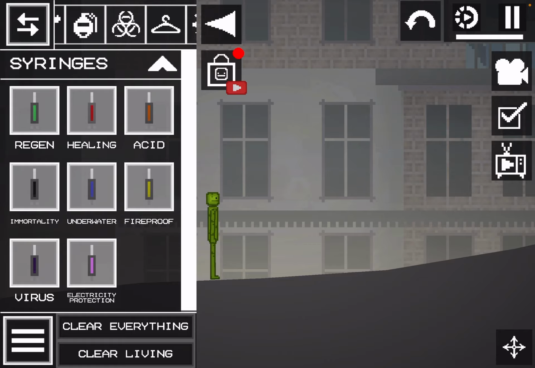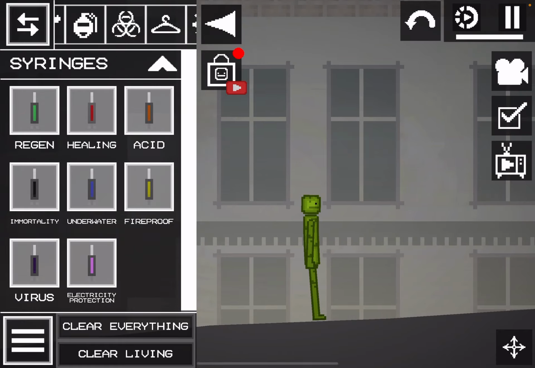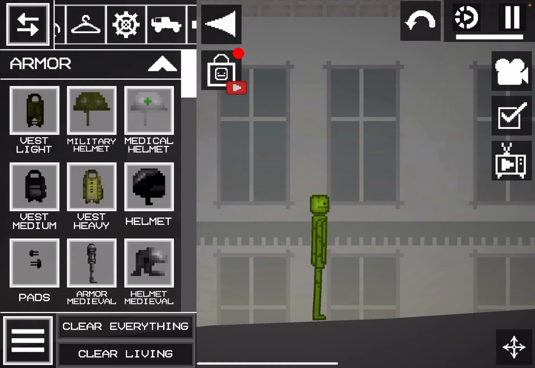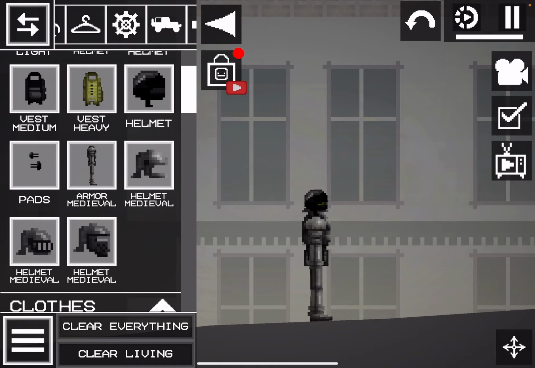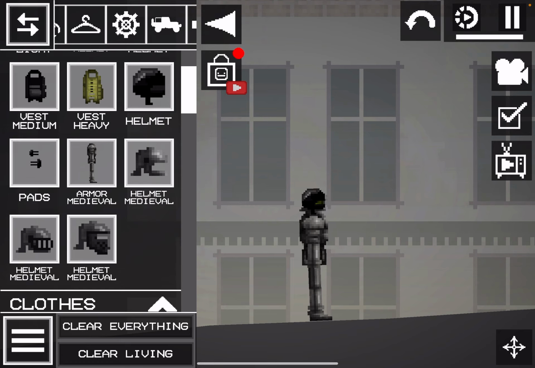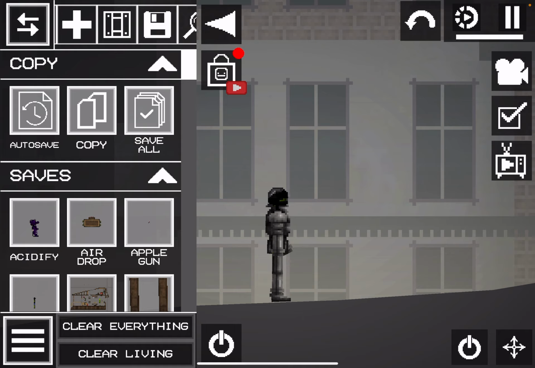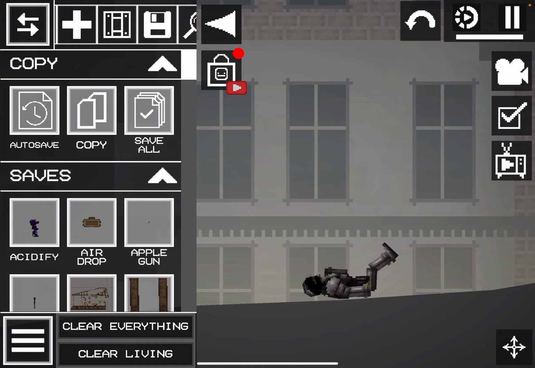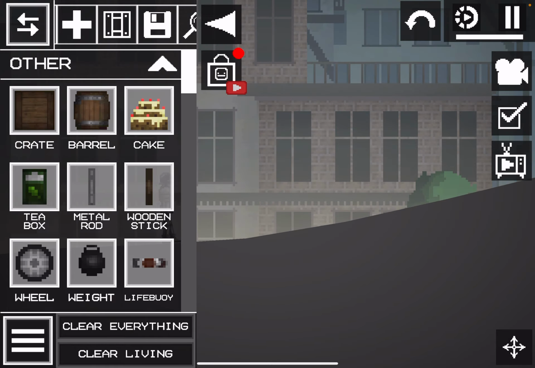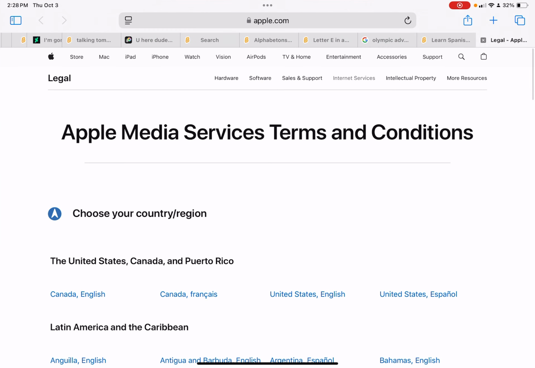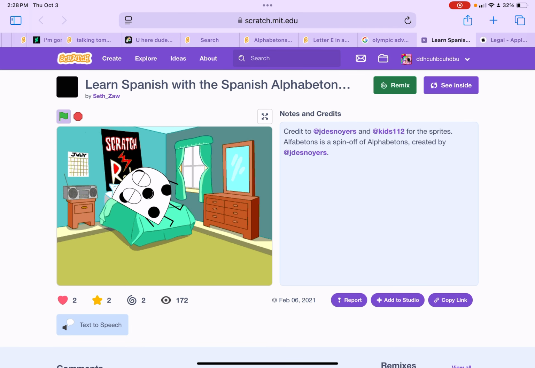Ready for something cool? Yeah. Do you want to be in this helmet? Yes, I'm going in this armor. Nice. Anyways, it's Crazyland time. Cool. Here we go. Here goes nothing.